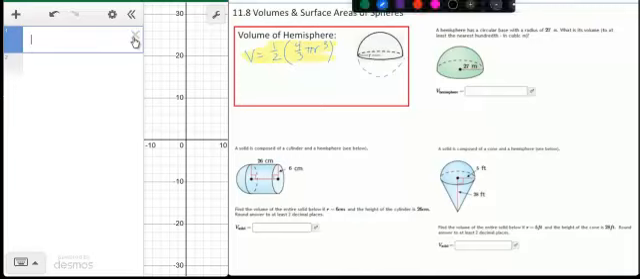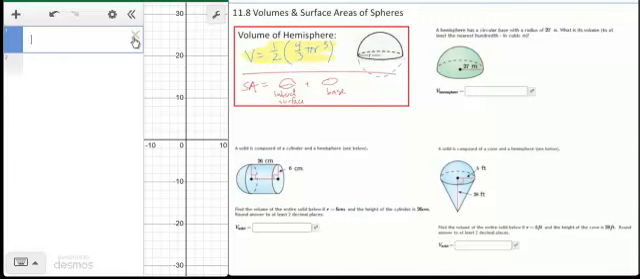Now, even though I don't have it on here, what would the surface area for a hemisphere be? Let's look at it visually. We have that curved surface, right? But we also have the circular base. So this is the lateral surface, and then we have the base.